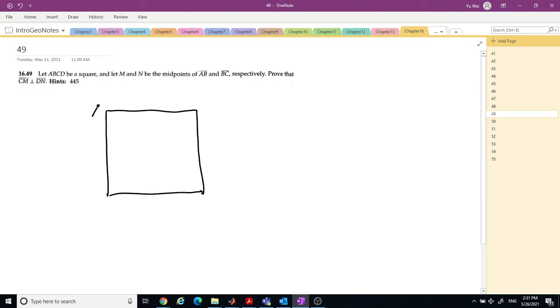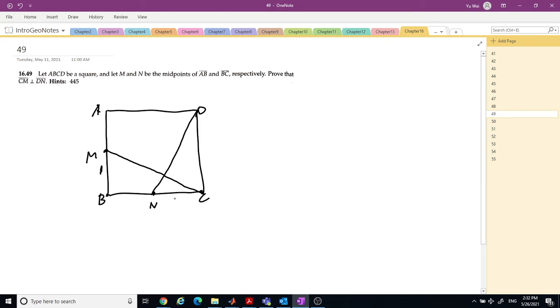Okay, it's a square A, B, C, D. Then let M, N be the midpoints of AB and BC. Prove that CM is perpendicular to DN. Okay, so this is not that hard.